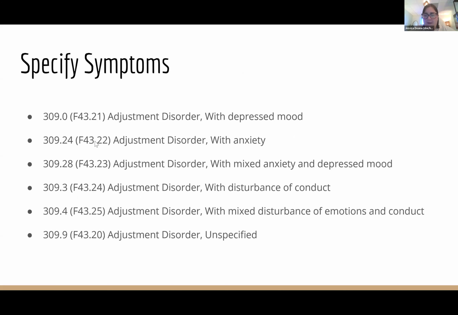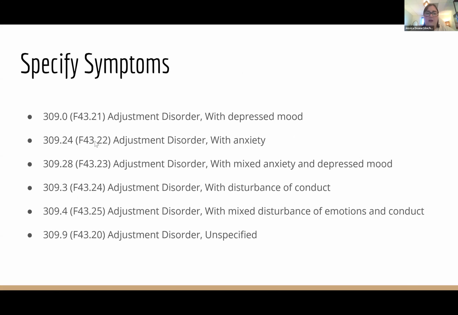So in the DSM-5-TR, we've got the breakdown to specify symptoms, right? So you've got all of your different adjustment disorder categories. You've got 309.0 or F43.21, adjustment disorder with depressed mood.